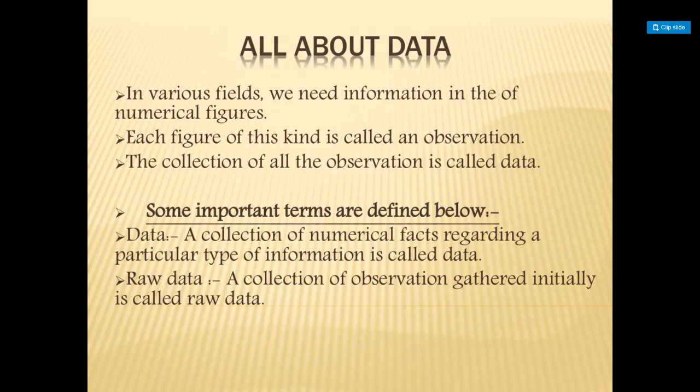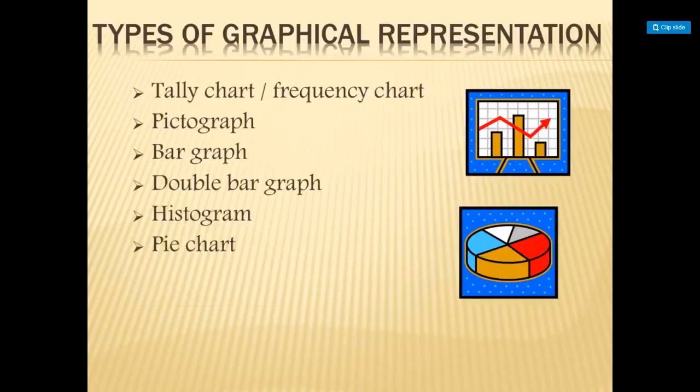So firstly we will know about data. In various fields we need information in numerical figures. Each figure of this kind is called an observation. The collection of all observations is called data. So basically data is the collection of numerical facts regarding a particular type of information. Raw data is whatever observations we have gathered in the initial stage, that is called raw data.